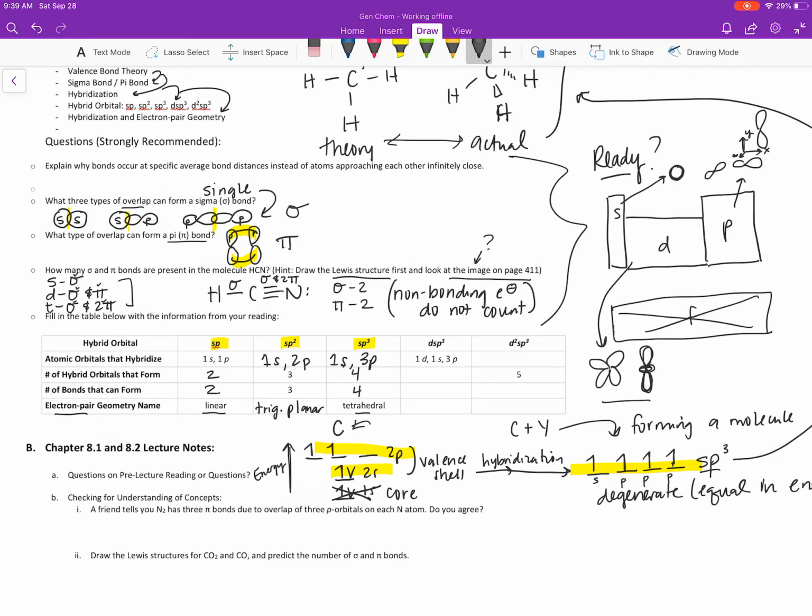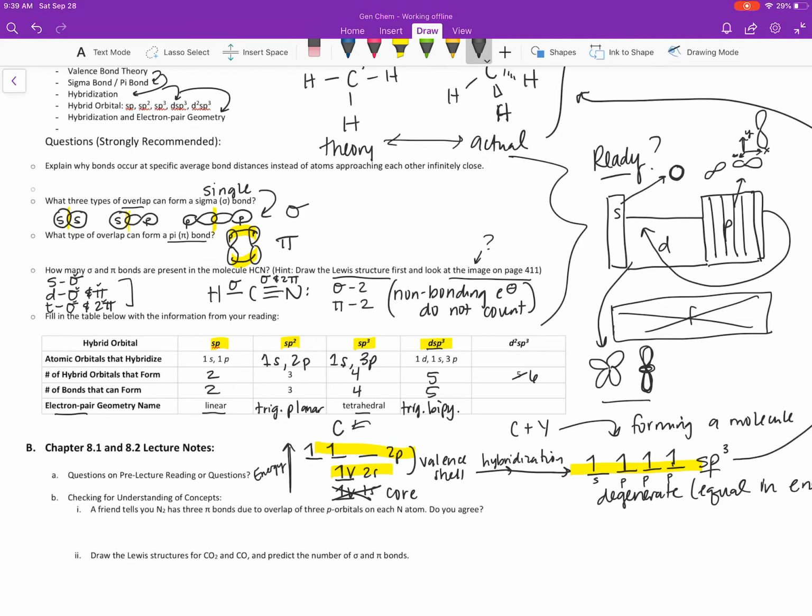If I work back the other way, once I leave the P block and I've used my PX, my PY, my PZ, then we know that the next step is to move down to the D block. So now I'm going to start having access to D orbitals. So now I have 1 D, 1 S, and 3 P. This is something that has 5 hybrid orbitals that form, meaning 5 bonds are possible. And this is our trigonal bipyramid. Okay, and we call this dsp3 hybridized.